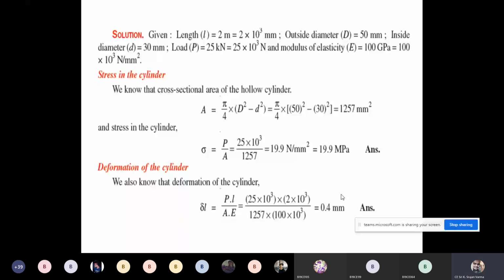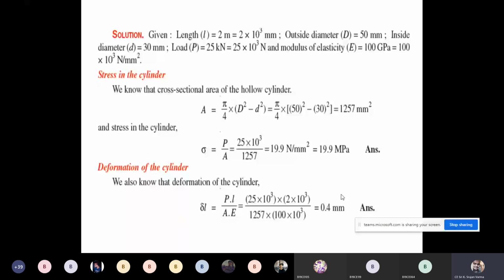Now, the first thing which we need to do here is calculate the stress in the cylinder. Right? What is the formula to calculate stress? It is P divided by capital A. P is load, divided by capital A, the cross-sectional area with the diameters capital D and small d. Now load is given to us, that is 25,000 newtons.